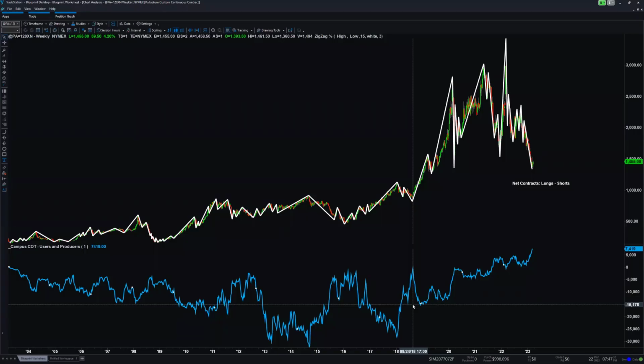And so the key takeaway here is that the commercials, as a result, are most important to us when they are at an extreme reading relative to historical buying and selling activities. So it's going to be relative, right? It's going to have to be within the right context.